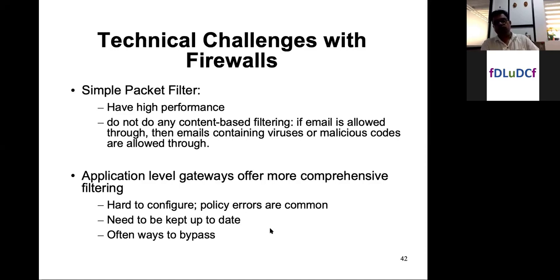When you move on to application level gateways, they are more powerful and can do more comprehensive filtering. However, on the bad side, they are hard to configure, their policies are complex, and obviously we need to keep the rule sets on those firewalls up to date. For any firewall, packet filtering or application level, if someone bypasses it, the firewall cannot detect these problems. So you might question, are there any situations where people can bypass firewalls?